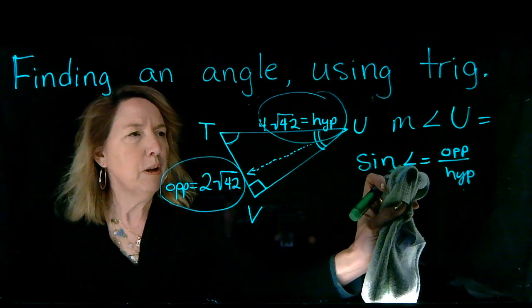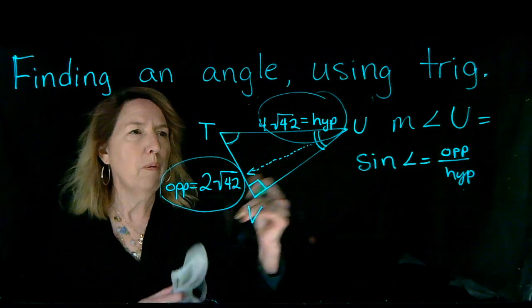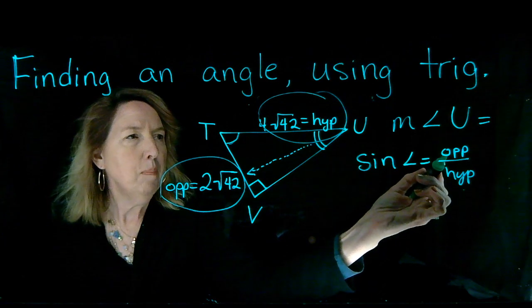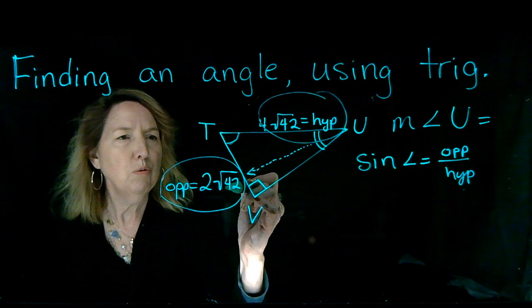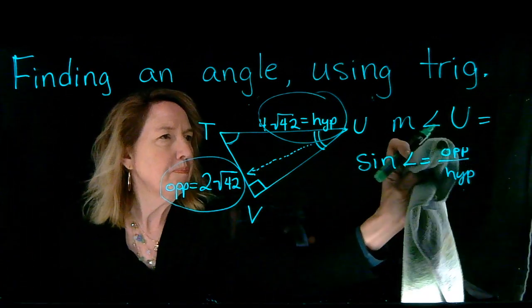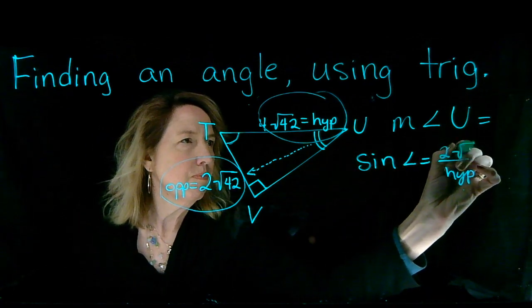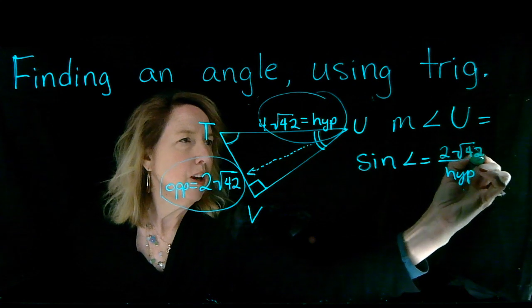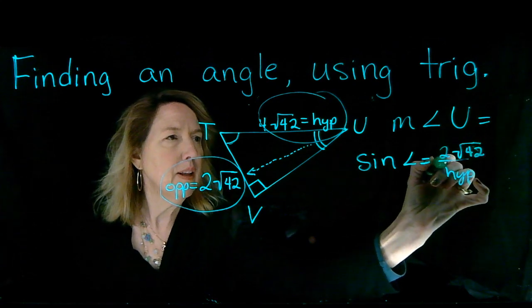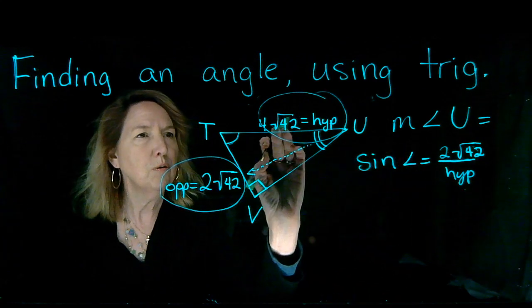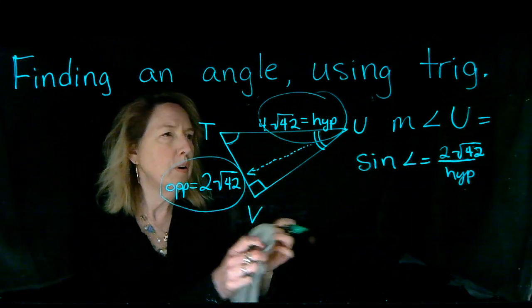Well, do we know the sine? No, we don't. That's what we're asking for. So this is our variable. The opposite is 2 radical 42. I plug that in or substitute that into the formula, into the ratio. And the hypotenuse is 4 radical 42.